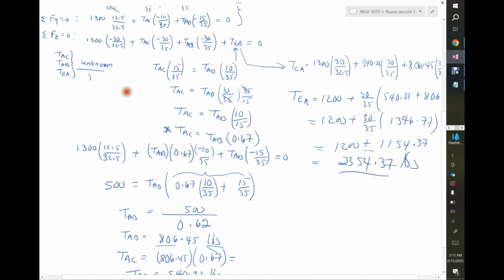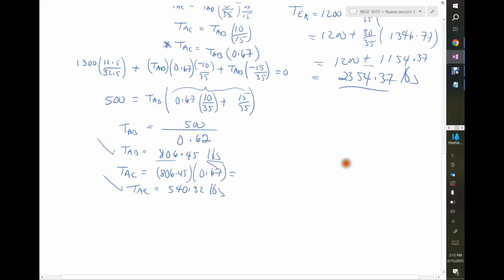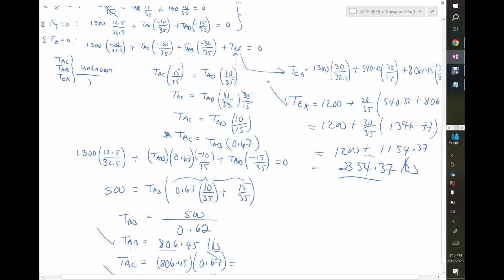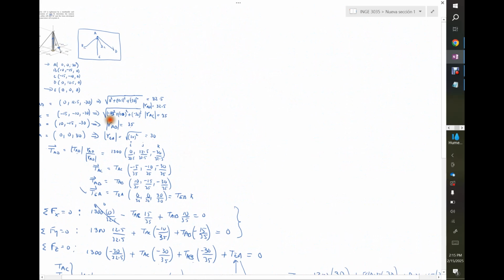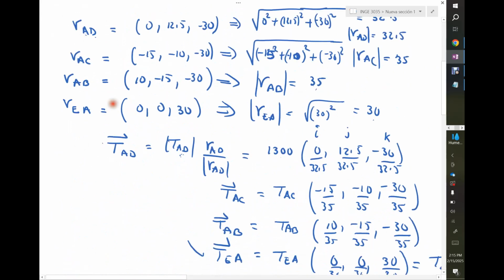Now, take a look at it. All of them are positive. TAB is a positive number, and so are TAC and TEA. Meaning that when we did our free body diagram, the directions of the vectors were presumed correct, and that's very important. If some of these results end up being negative, it means that probably the direction of the vector is incorrect. Well, that's more than enough.